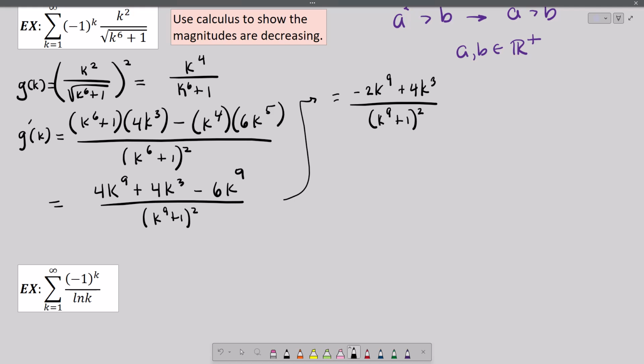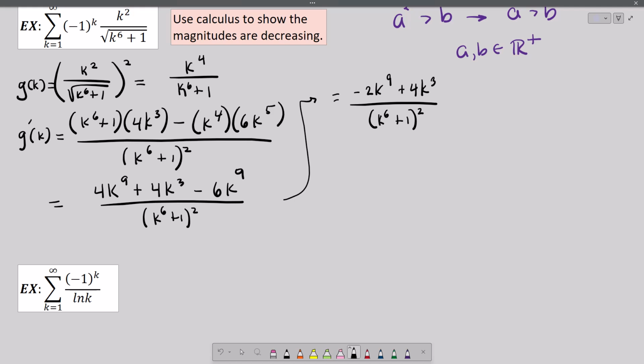Okay, do you agree the denominator is always positive? How did the denominator become k to the 9? That is a great question. Thank you. Good catch. Do we agree the denominator is positive? Yeah. Right. So that's not going to affect the sign of this function that we're calling g.